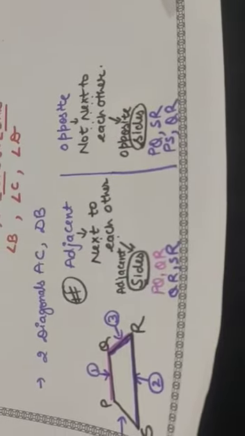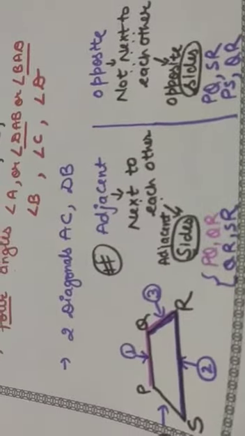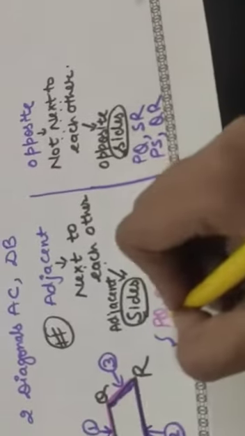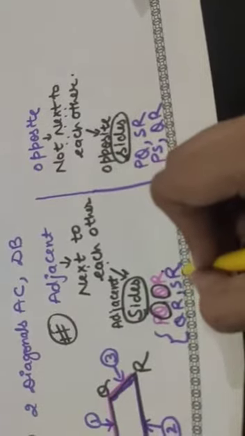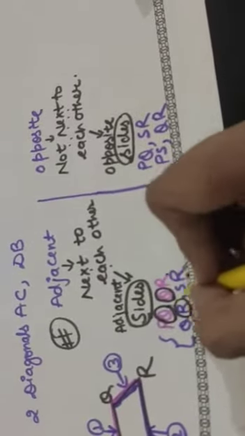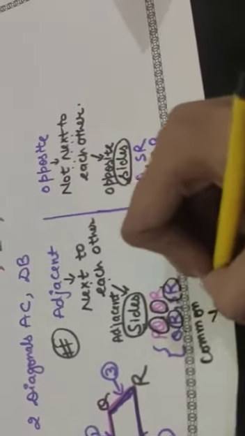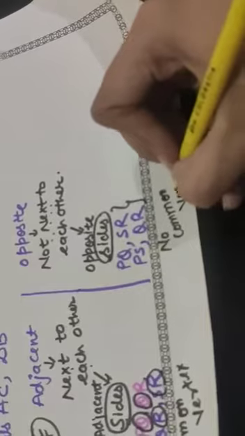You can see that in adjacent sides they have a common vertex. PQ and QR are adjacent sides. See that they have a common vertex Q. Similarly, QR and SR are adjacent sides. They have a common vertex R. That means adjacent sides have a common vertex, whereas in opposite sides there is no common vertex between them.